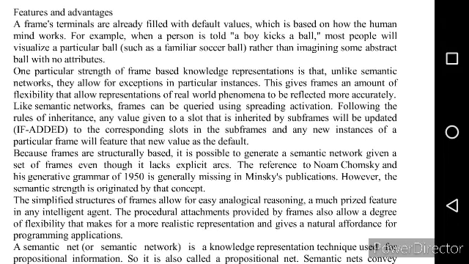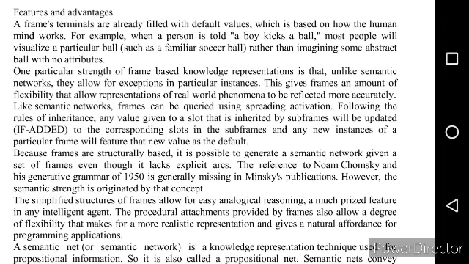Following the rules of inheritance, any value given to slots inherited by subframes will be updated if added to the corresponding slots in the subframes. Any new instances of a particular frame will further feature that new value as the default.